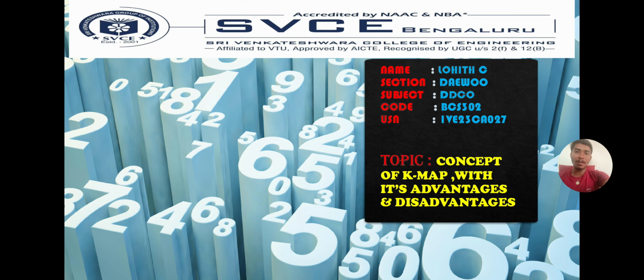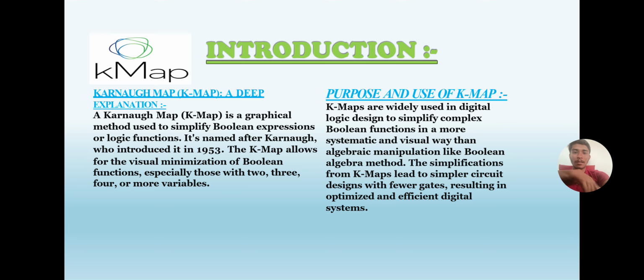the K-map is solved, and these are the concepts which we are going to learn in this presentation. Starting with the introduction of K-map, K stands for Karnaugh map. Karnaugh map is a graphical representation used in simplifying Boolean expressions or logic functions. It is named after Karnaugh, who introduced it in 1953. The K-map allows us to visually minimize Boolean expressions, especially those with 2, 3, and 4 variables.